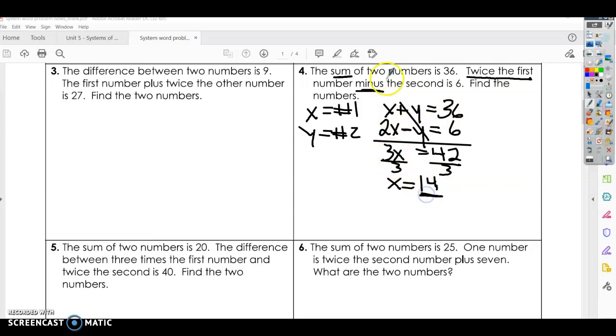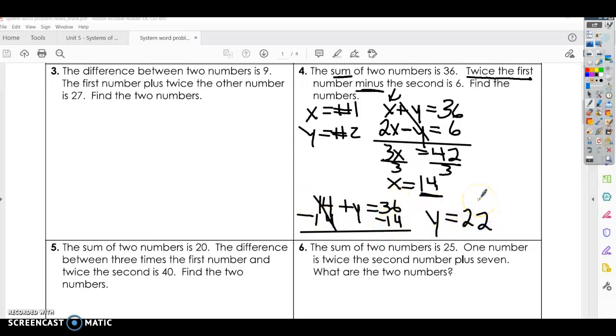All right, again, we're just going to plug it in up here. Since x is 14, I can plug that in here. So I'm going to have 14 plus y equals 36. Subtract 14. Y equals 36 minus 14, which is 22. So x is 14, y is 22. So that means our first number, 14, is number 1, and 22 is the second number.